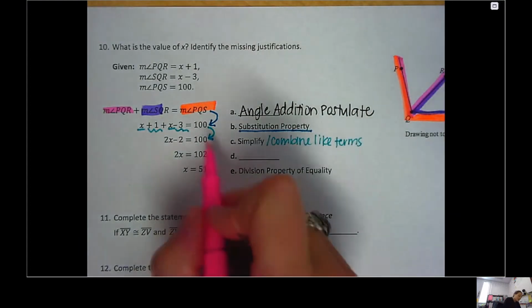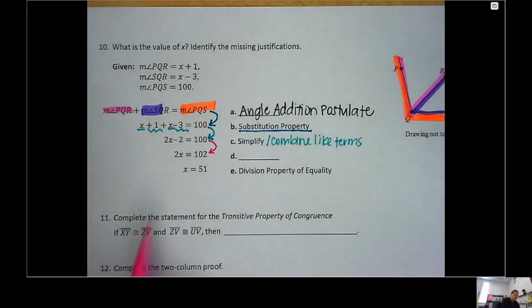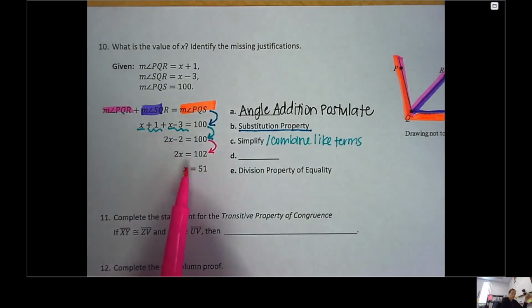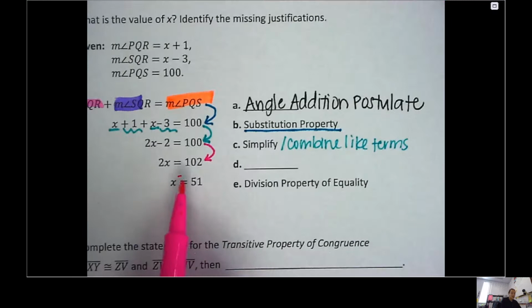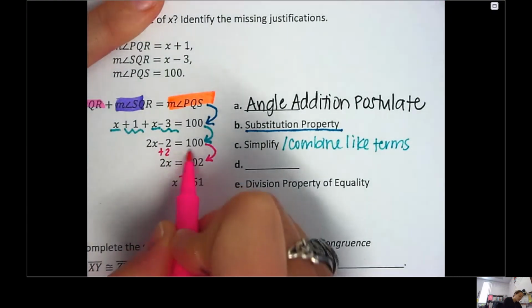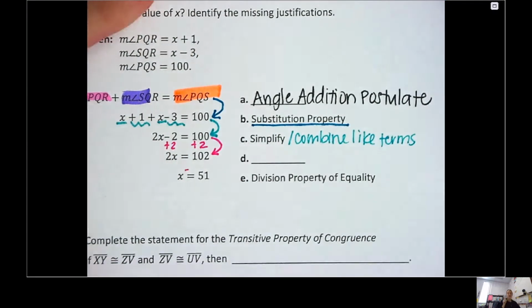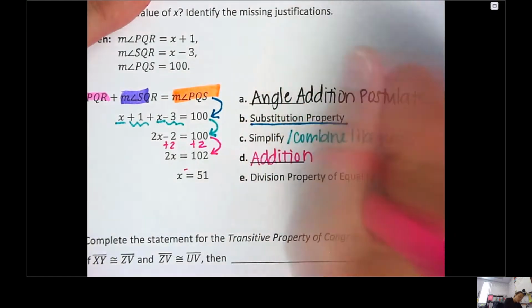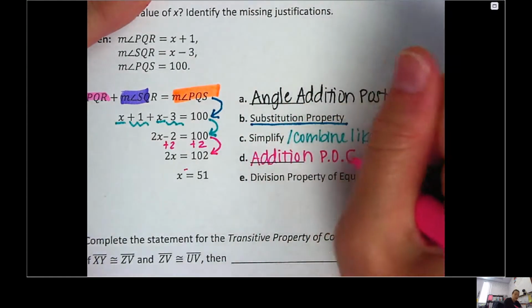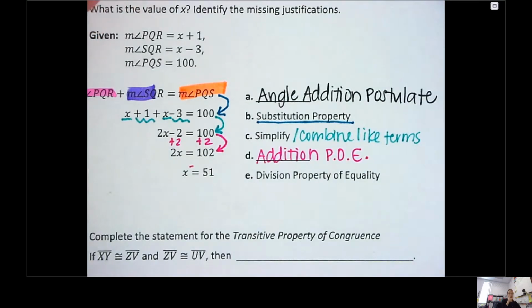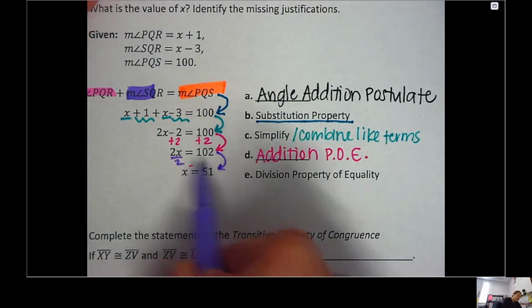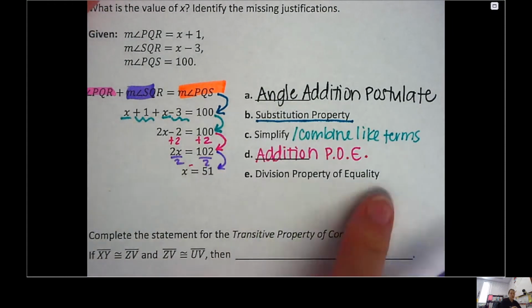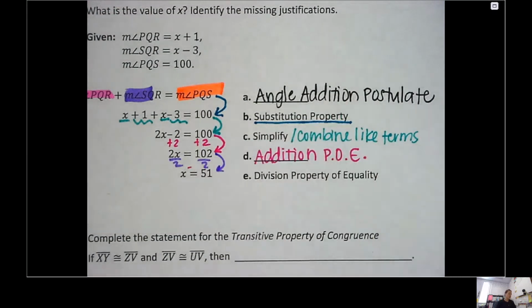To get from C to D, so I went from 2x minus 2 equals 100 to 2x equals 102. Well, what I did was I added 2 on both sides. And since you did it on both sides, that is called the addition property of equality. You have to put property of equality because it's happening on both sides of the equation. And then the last step, of course, to get from D to E, I divided both of them by 2. That's the division property of equality. So you have finished your justifications.